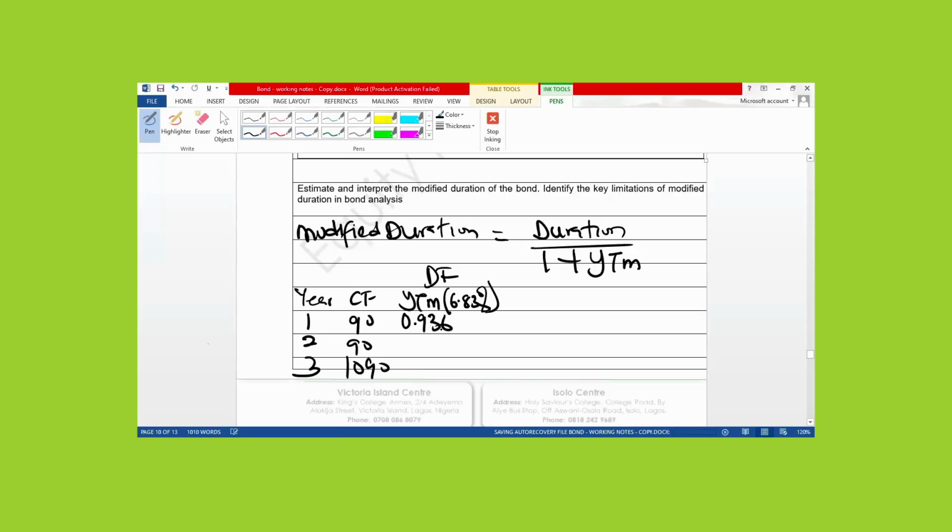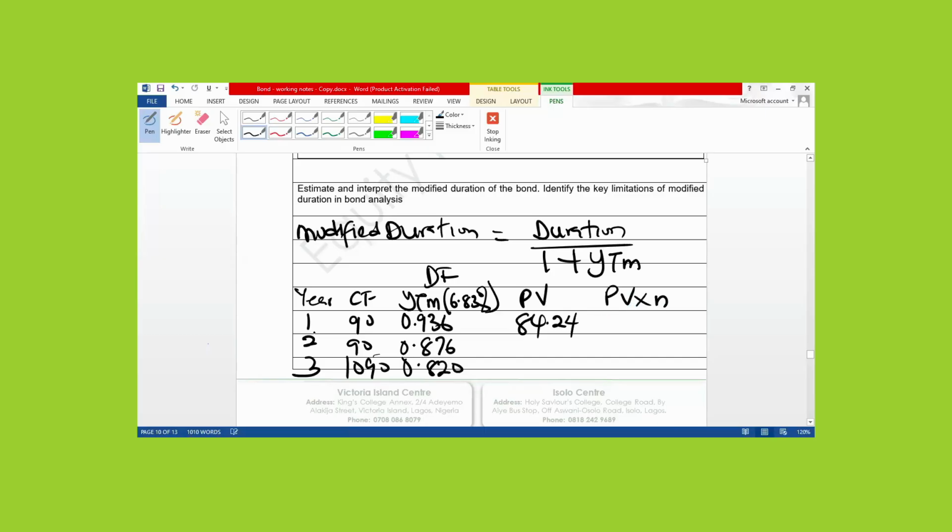Year 1 at 6.83%, the discount factor is 0.936. Year 2, 0.876. Year 3, 0.820. Get your present value: 90 multiplied by 0.936 gives 84.24.